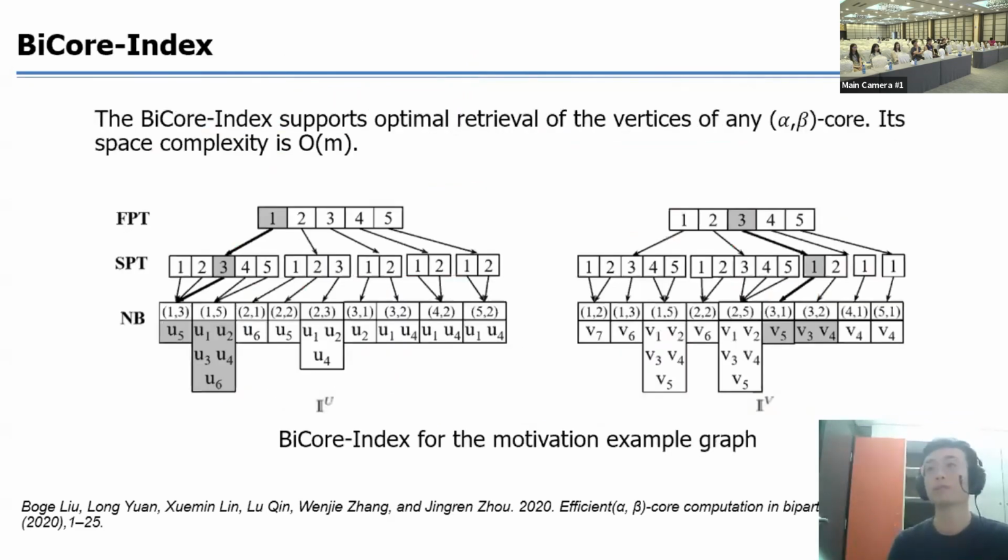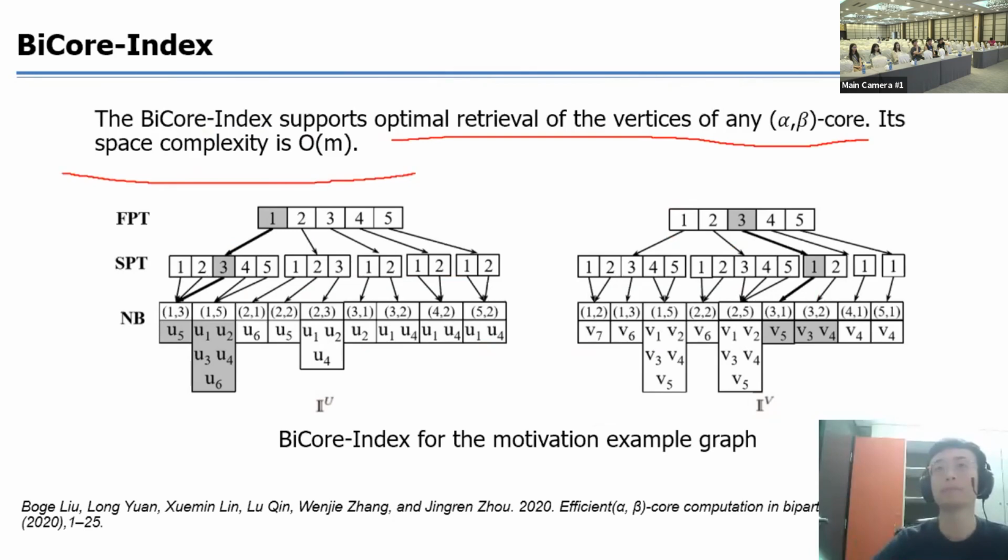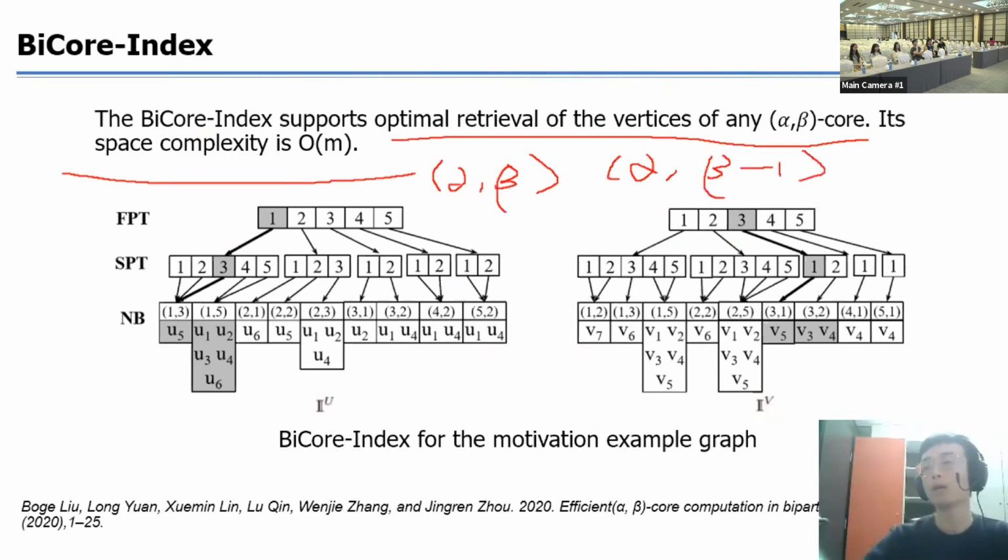To efficiently retrieve the (alpha,beta)-cores, in the literature, an index called the BiCore index is proposed, which can support optimal retrieval of the vertices of any (alpha,beta)-core, and the space complexity is only O(m). This index is designed based on the nested structure of the (alpha,beta)-core, which means that an (alpha,beta)-core is always a subgraph of the (alpha,beta minus 1)-core, and it is always a subgraph of the (alpha minus 1,beta)-core.